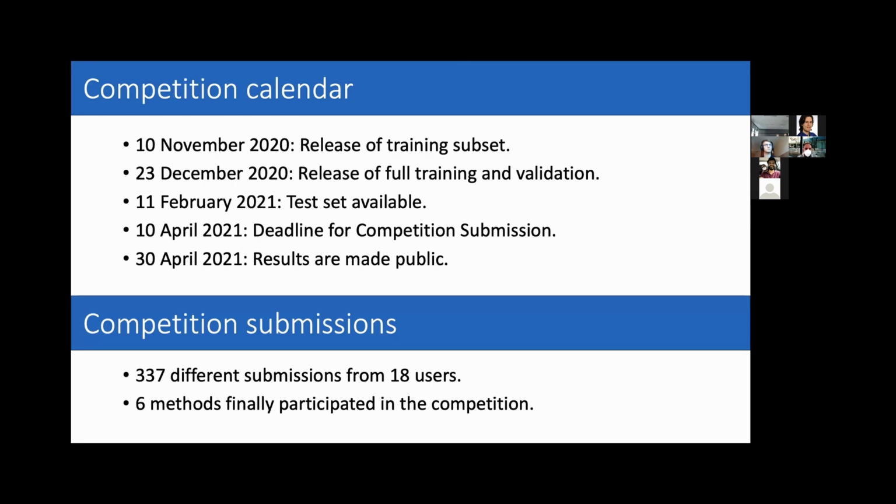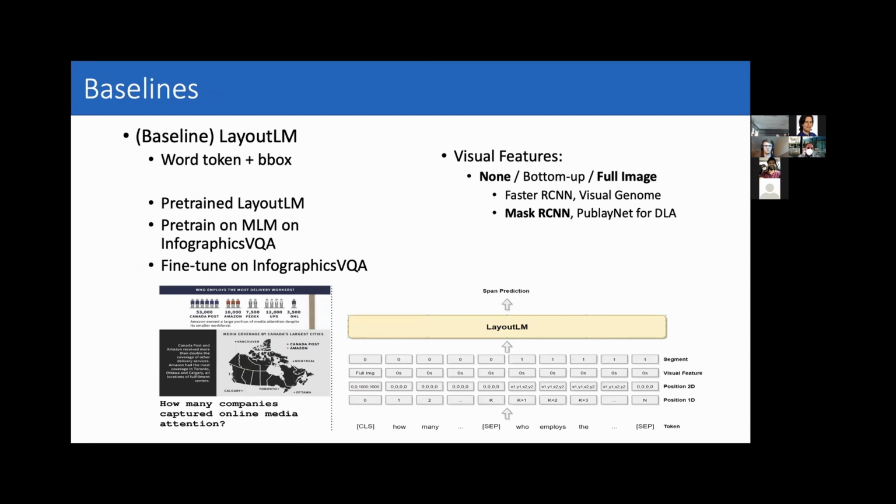set available. We received quite a lot of submissions, 337 submissions from 18 different users, but only 6 methods finally participated in the competition. We also proposed a couple of baselines.